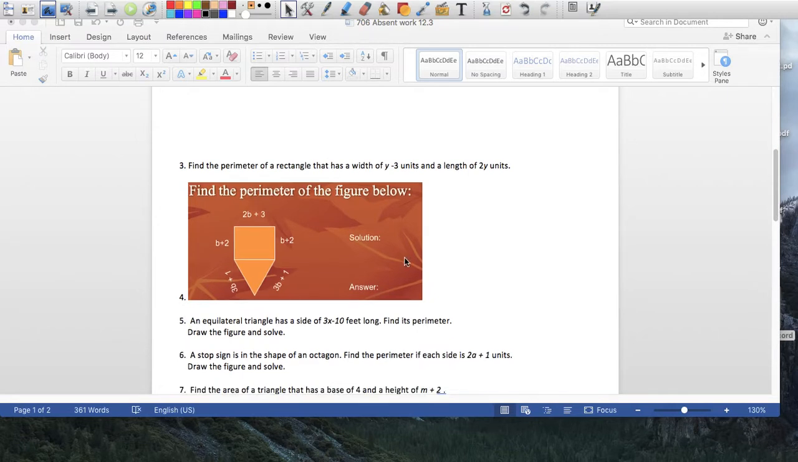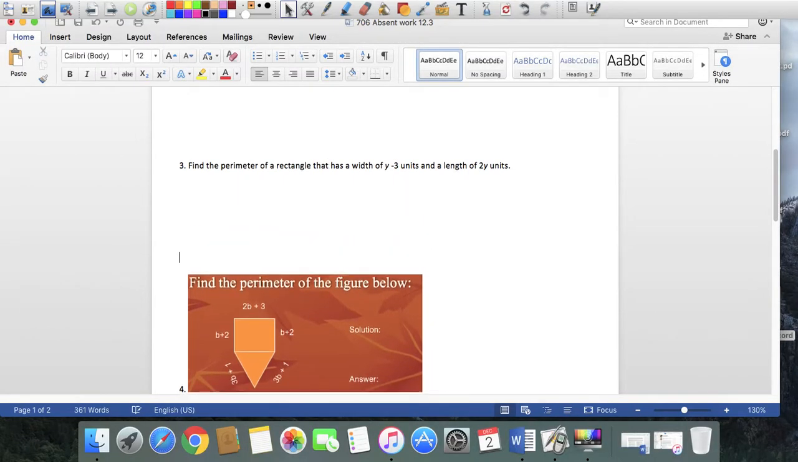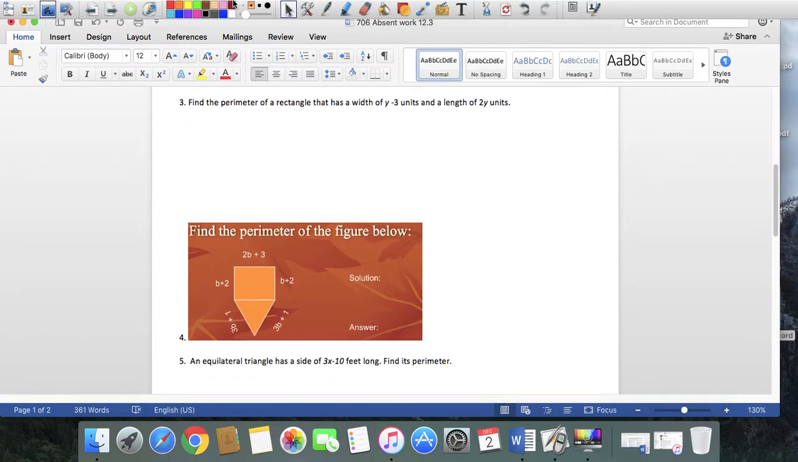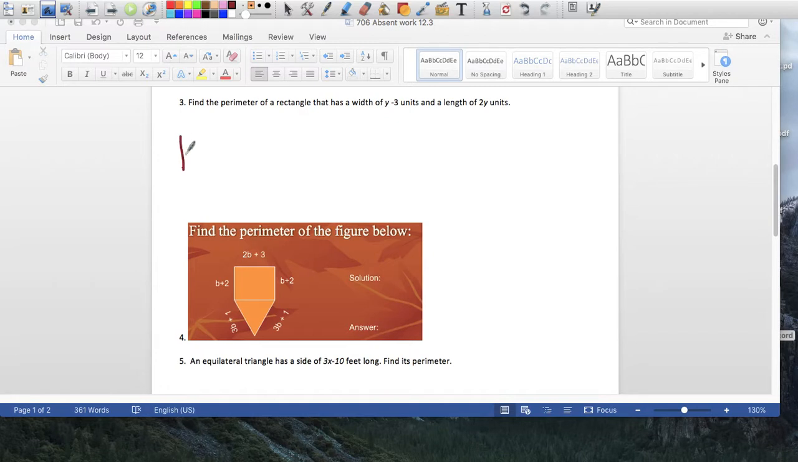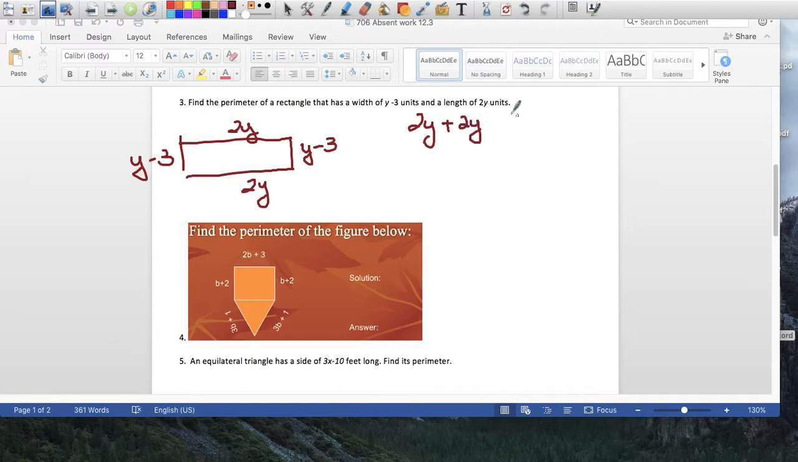Number 3. Let's find the perimeter of a rectangle that has a width of y minus 3 and a length of 2y. So again, draw it up. Y minus 3 is my width, which means this side is y minus 3. My length is 2y, which means the top side is 2y. To find the perimeter, I can do it in two ways. I can simply add all the sides. And from the last time I made a video, we realized that if we're adding, the parentheses really are not necessary around y minus 3, because we're going to remove the parentheses anyway, and it comes out the same way, positive y and minus 3.